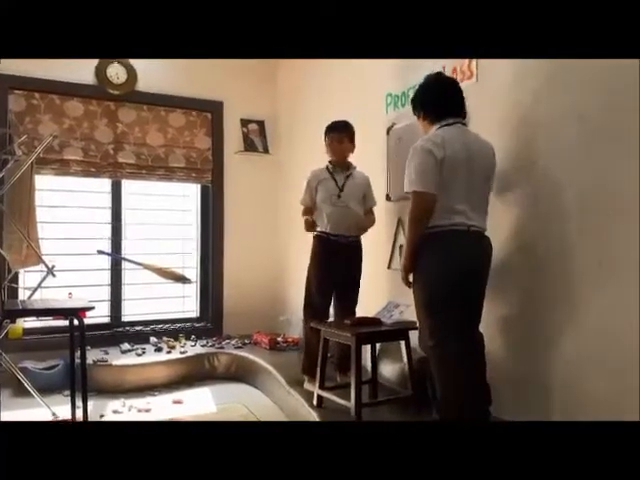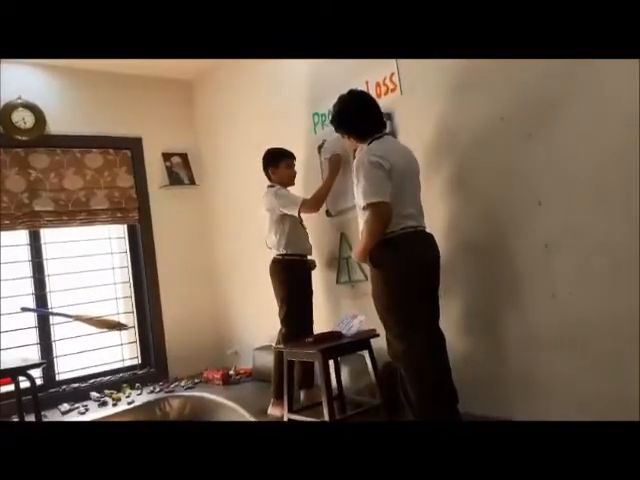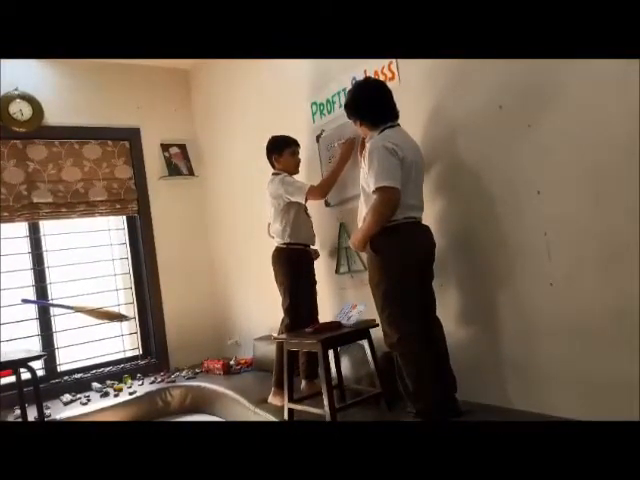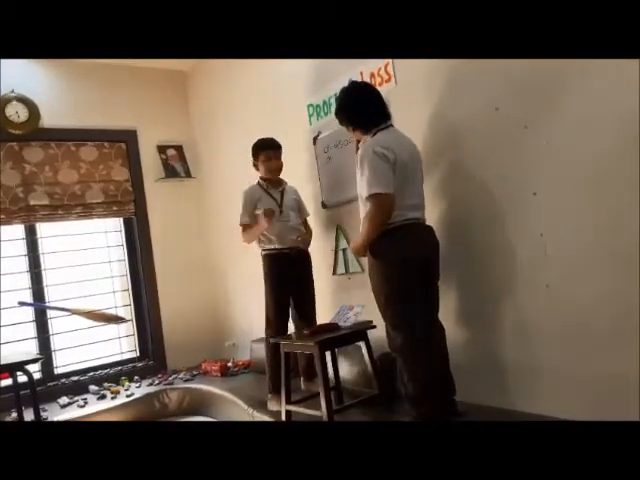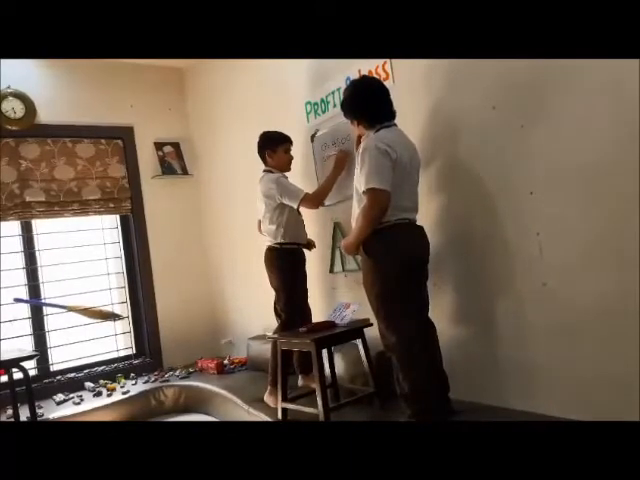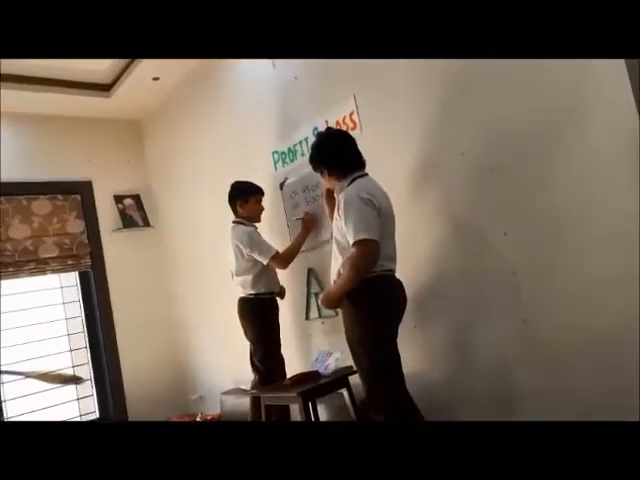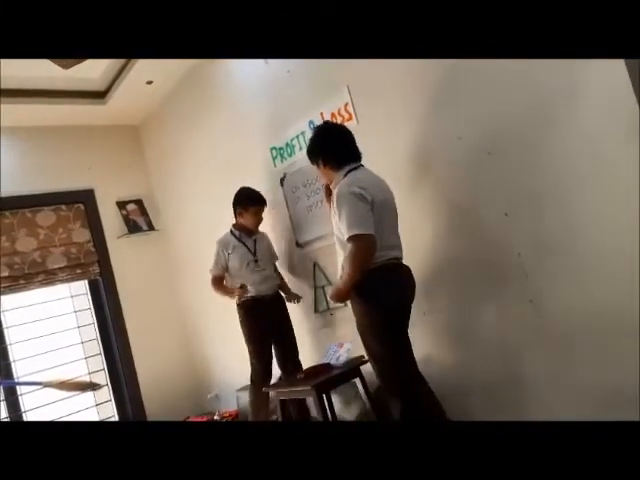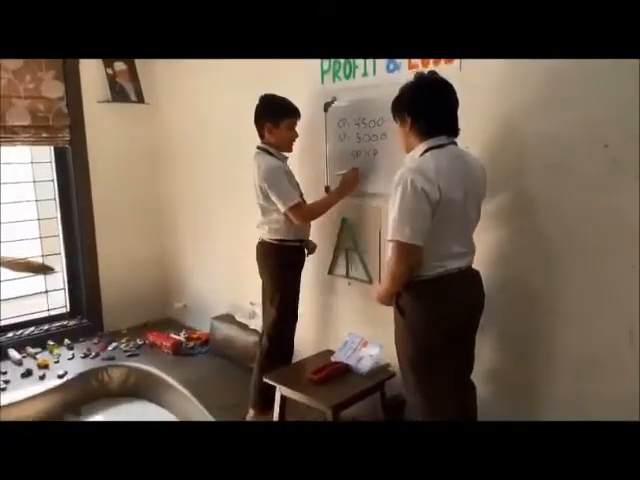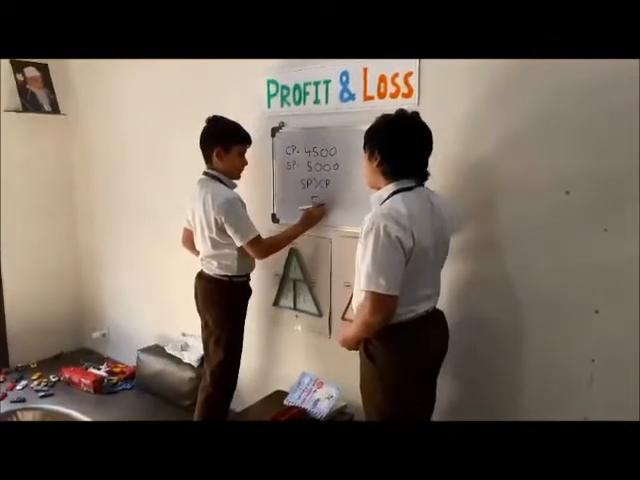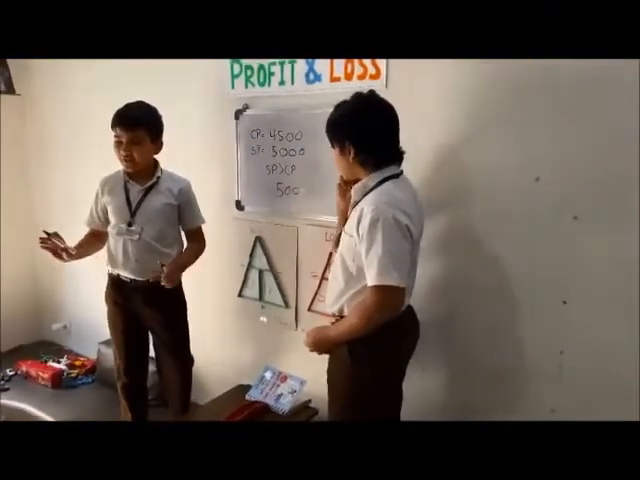I bought the car for rupees 4,500. So my CP is rupees 4,500. And I sold it for rupees 5,000. Therefore, my SP is rupees 5,000. Here, my SP is greater than my CP. So I got profit. Profit is equal to SP minus CP, that is rupees 500. Here, I got profit of rupees 500.